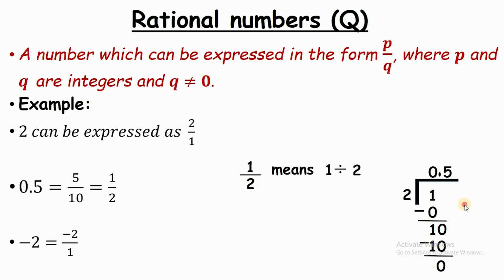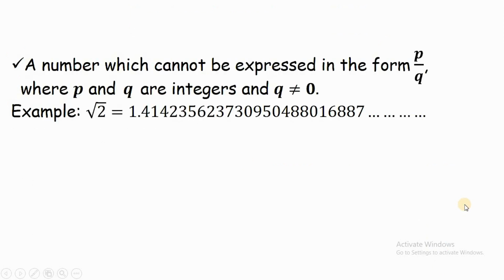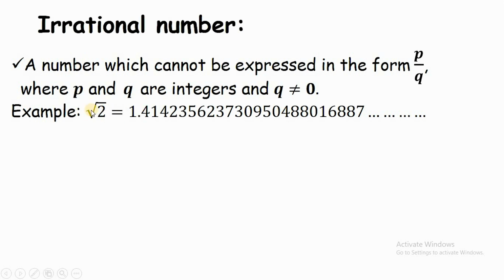Now there are some numbers which cannot be expressed in the form p by q, where p and q are integers and q not equal to 0. For example, we have square root of 2, which is equal to 1.41423562, and it keeps on going and will not terminate. Therefore such numbers are called irrational numbers. And square root of 2 cannot be expressed in the form p by q.